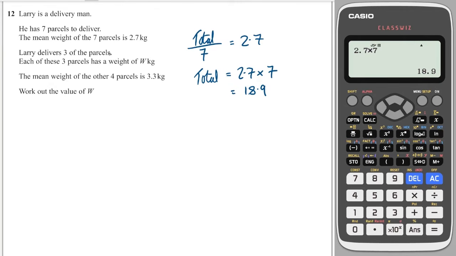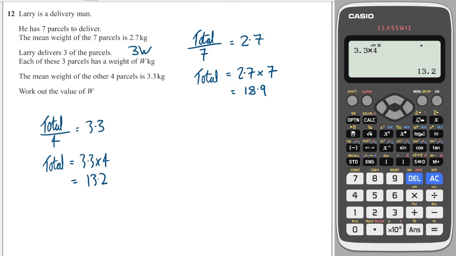Larry delivers 3 of the packages. Each of these 3 has a weight of W. So the total weight of these is 3 times W. The mean weight of the other 4 parcels is 3.3. So those other 4, again, their total divided by 4 this time equaled 3.3. So the total of those 4 is 3.3 times 4, which is 13.2.